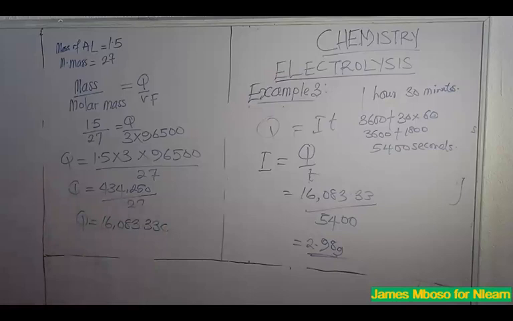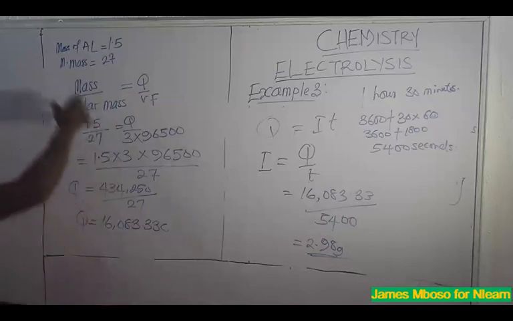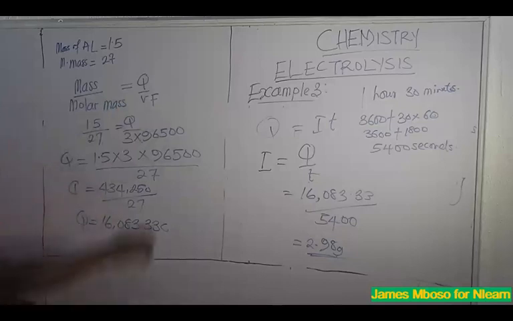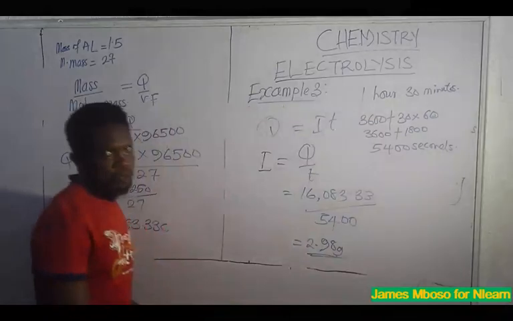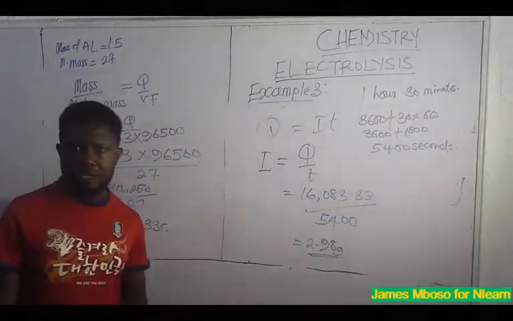We'll take it again. First of all, we need to know the quantity of electricity. How do you calculate the quantity? You need to substitute the values you are given. We are given the mass. We know the molar mass, we know the valency, and as well we know the Faraday's constant. So when we put them in the right proportion, we get our Q as 16083.33 coulomb of electricity. Don't forget that the time in the question is 1 hour 30 minutes. You have to convert 1 hour 30 minutes to seconds.